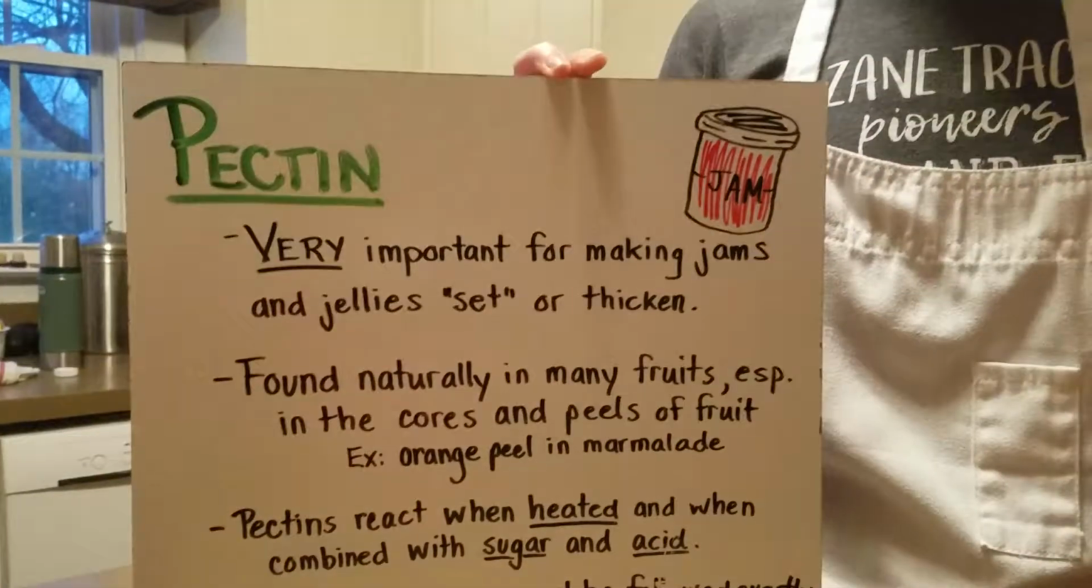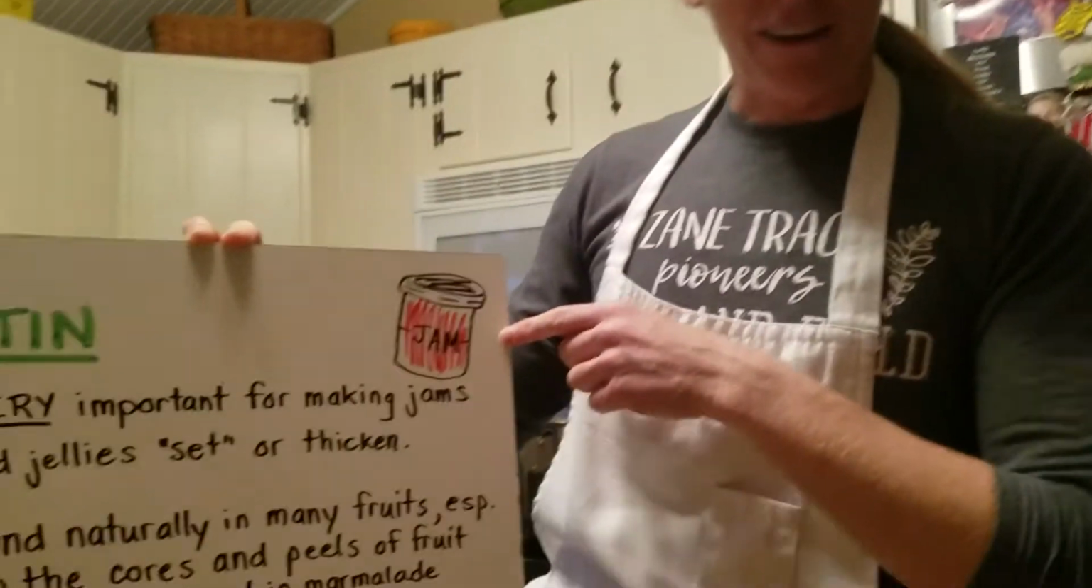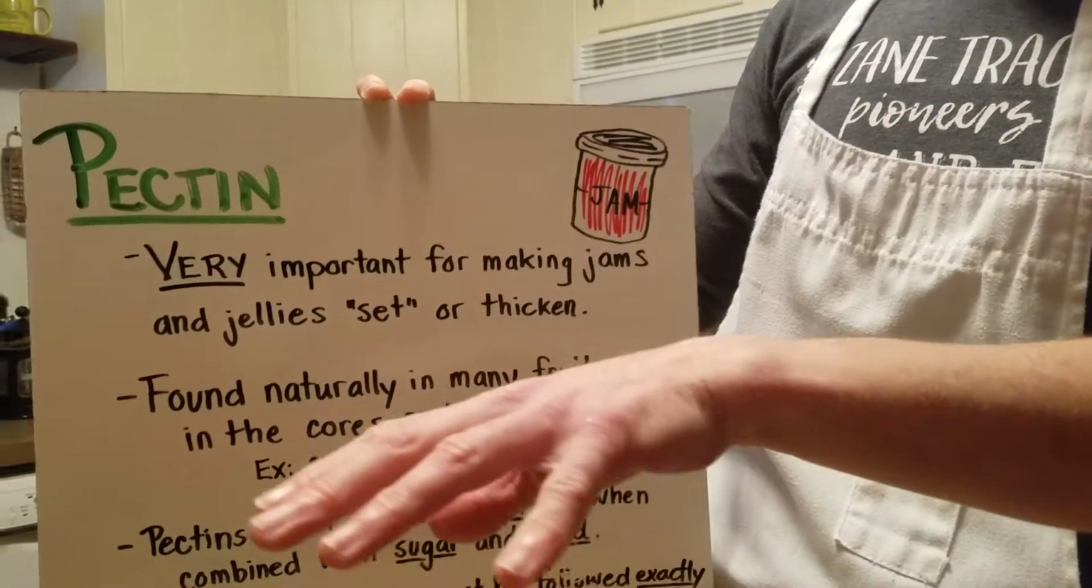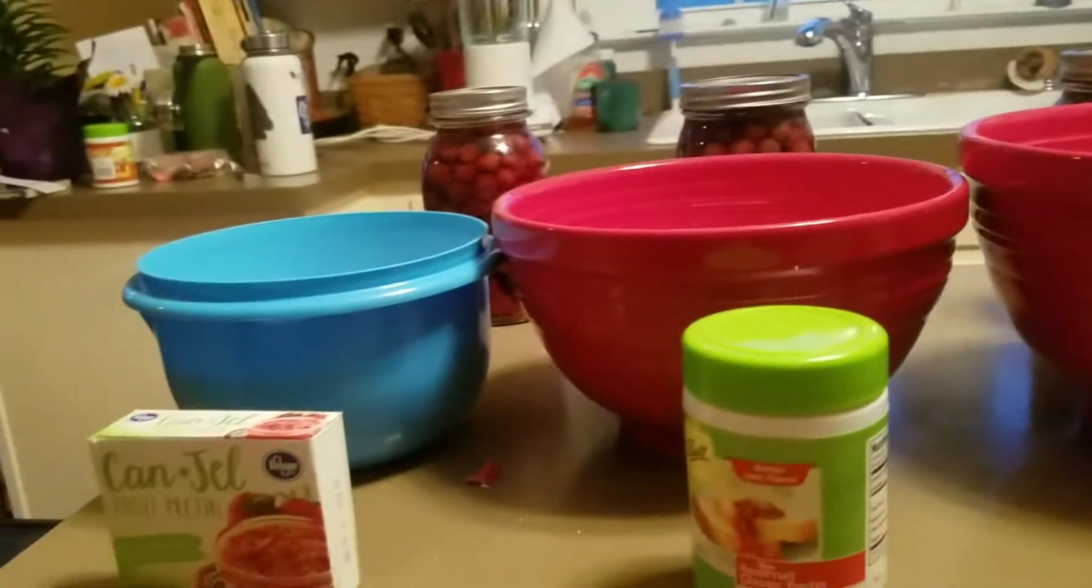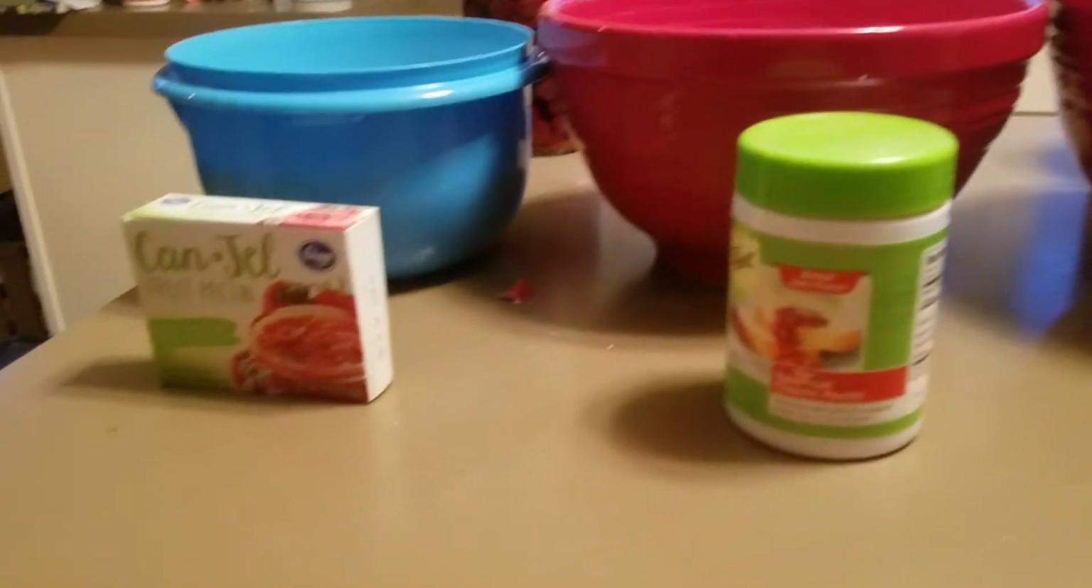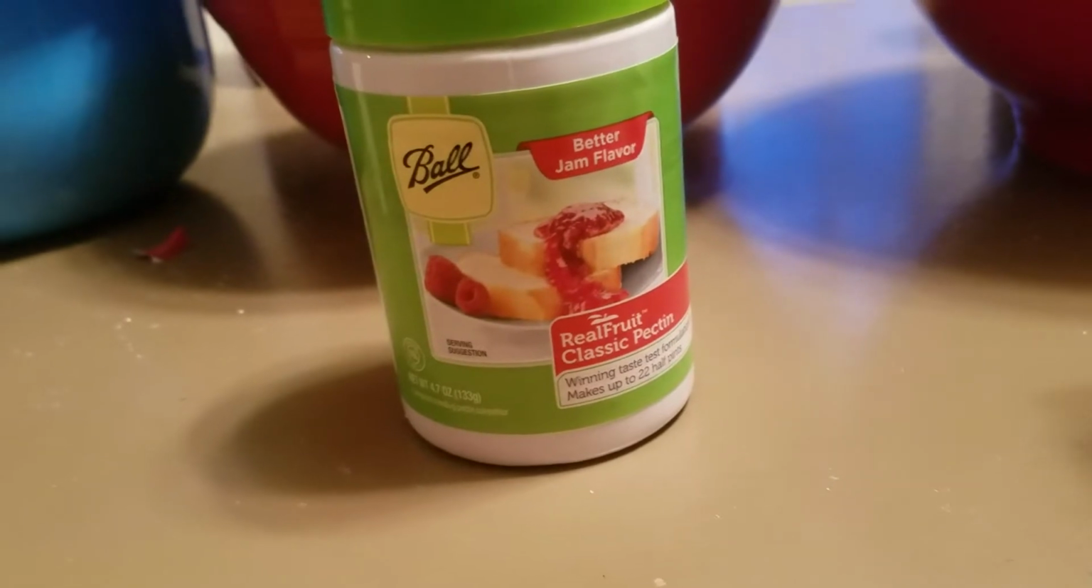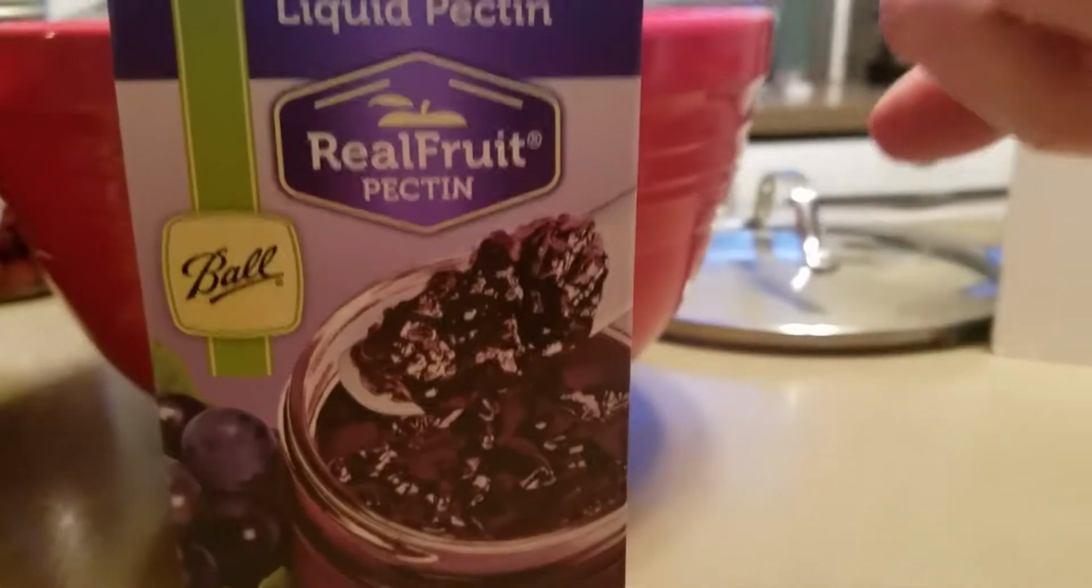So we're still in our unit on complex carbohydrates, and pectin is an example of a complex carbohydrate that we use oftentimes when we make jam and jelly. And Aubrey's going to show you, we've got 3 different kinds of pectin on the table. We have Kroger canned gel, we have Ball brand fruit pectin, and we have Ball brand liquid pectin.